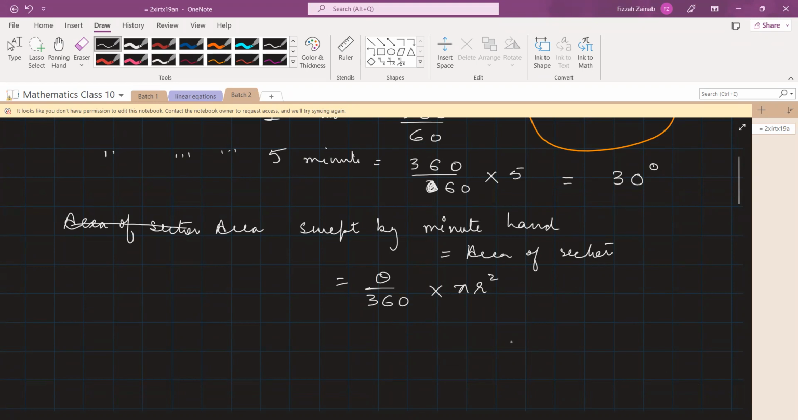Ma'am, 154 by 3. Okay, please check at the back of NCERT. I think it's correct. Rida, are you also getting it? Please check your answer.